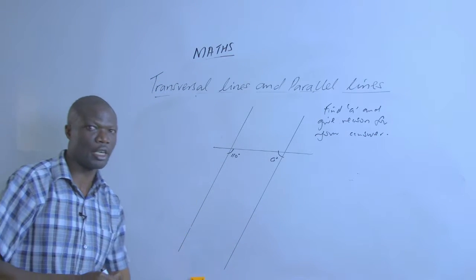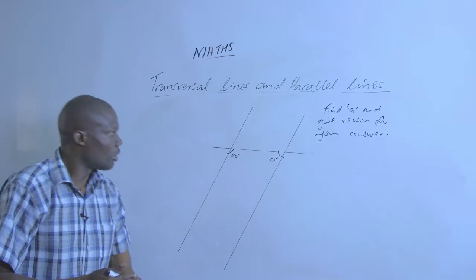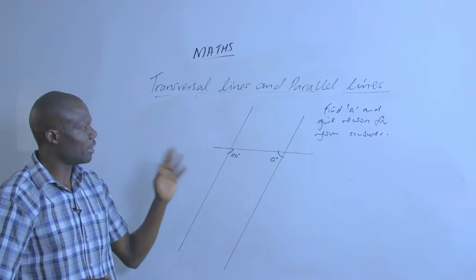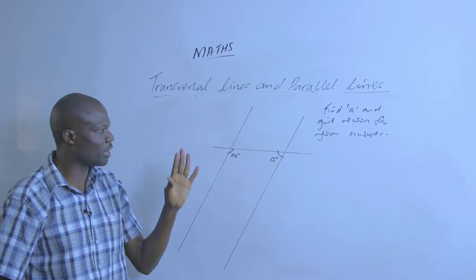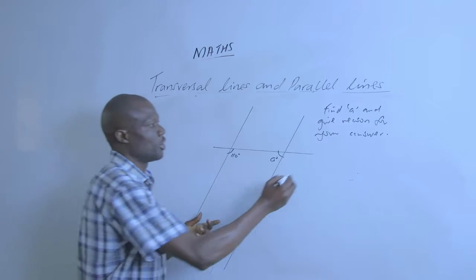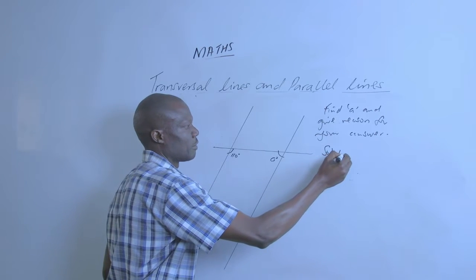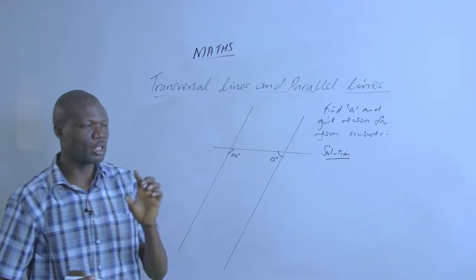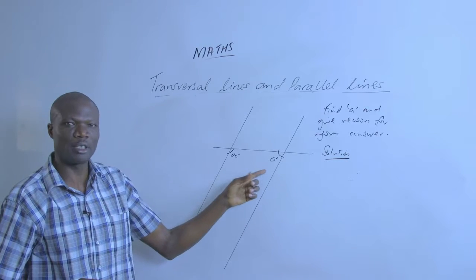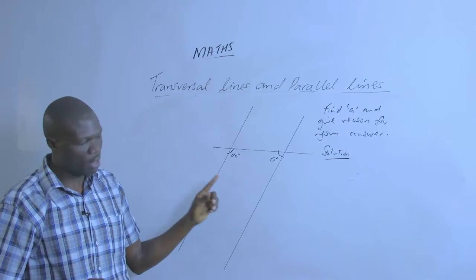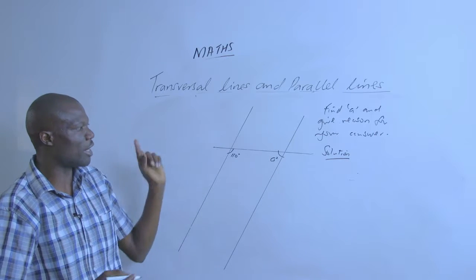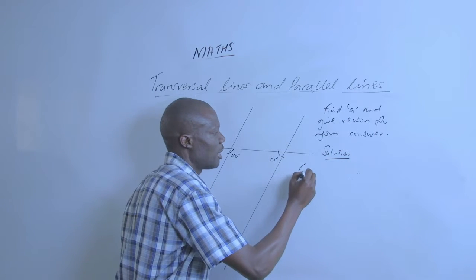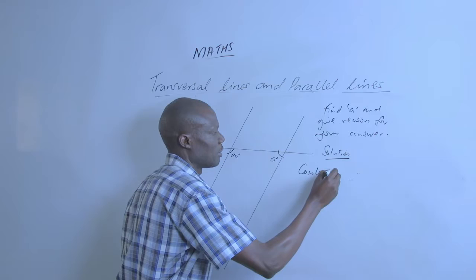So the angles here again, we have to find A in this diagram, giving reason. Our solution: we shall be required to find the relationship between the two angles here. And the two angles here, their relationship is that the two angles are co-interior.